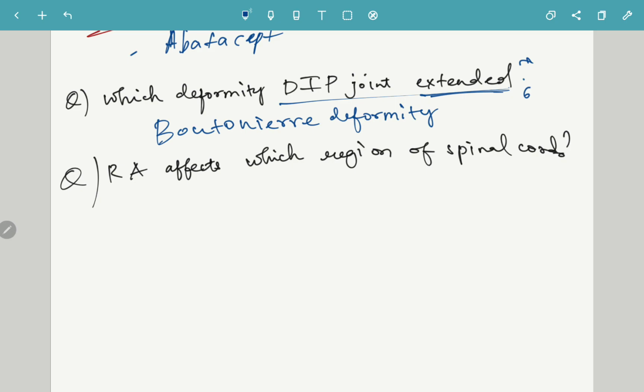So let's solve the next question. Rheumatoid arthritis affects which region of the spine? It's going to be the cervical spine region. Cervical spine region. I hope this video was useful.